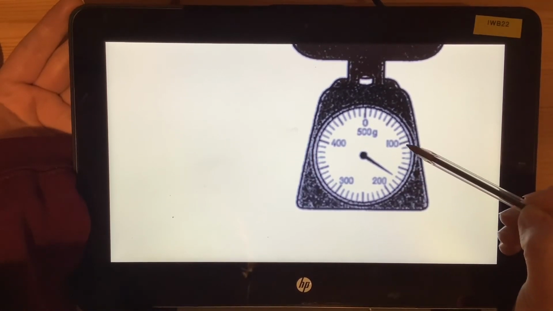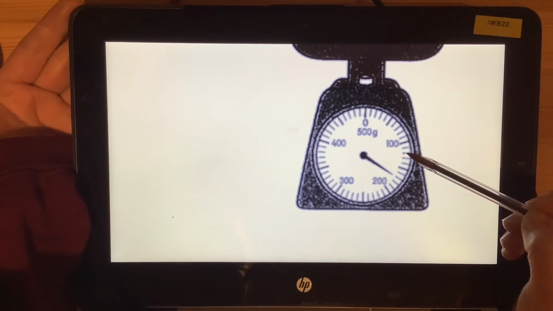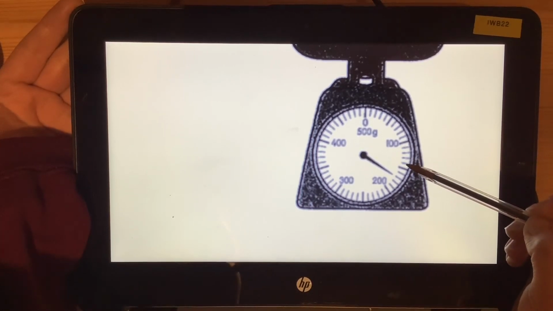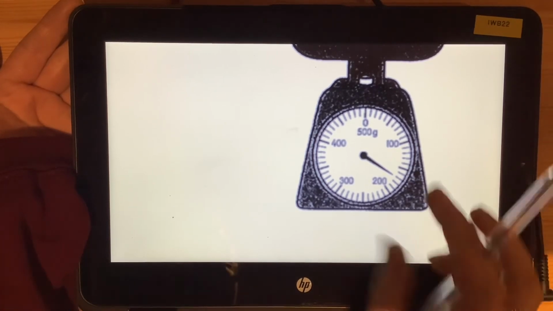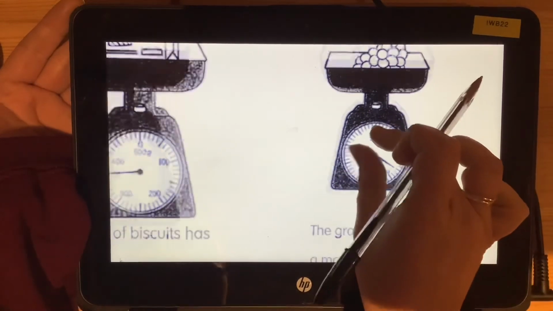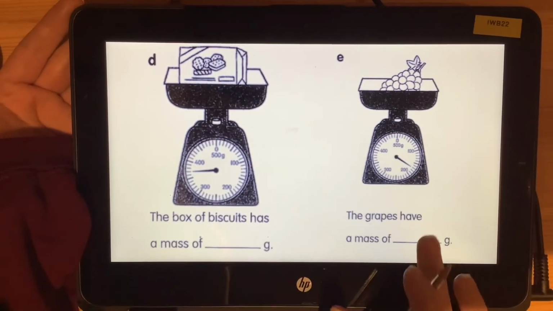Again, we can count it to check. 110, 120, 130, 140, 150. So if I was to count on from 150, 160, 170. So I know that the grapes have a mass of 170 grams.